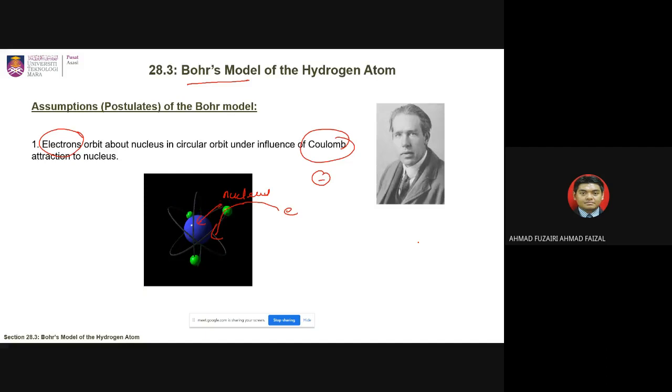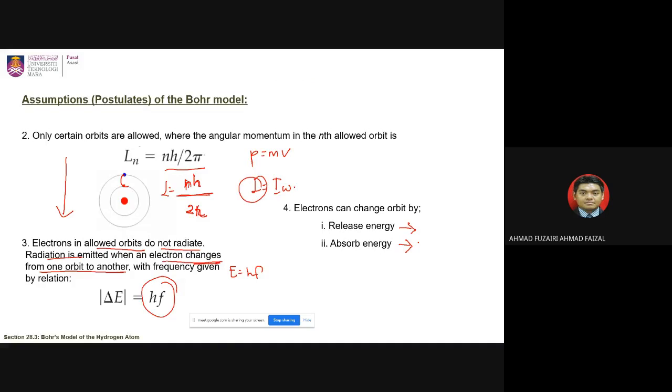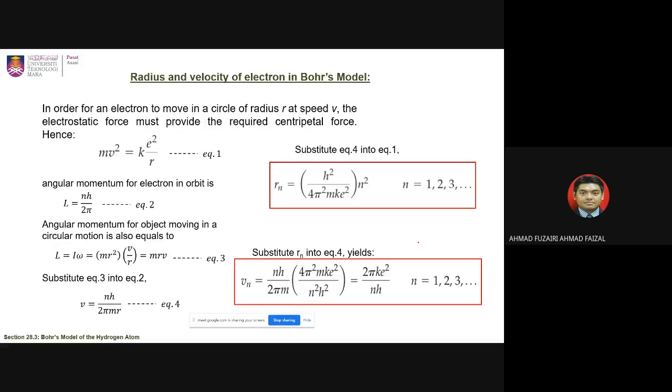Number one, the electron orbits the nucleus in a circular orbit under the influence of the Coulomb force. Number two, only certain orbits are allowed, where the angular momentum in the nth allowed orbit is quantized. Number three, the electron in an allowed orbit does not radiate; radiation is emitted when the electron changes from one orbit to another. And number four, the electrons can change orbit by releasing energy or absorbing energy.